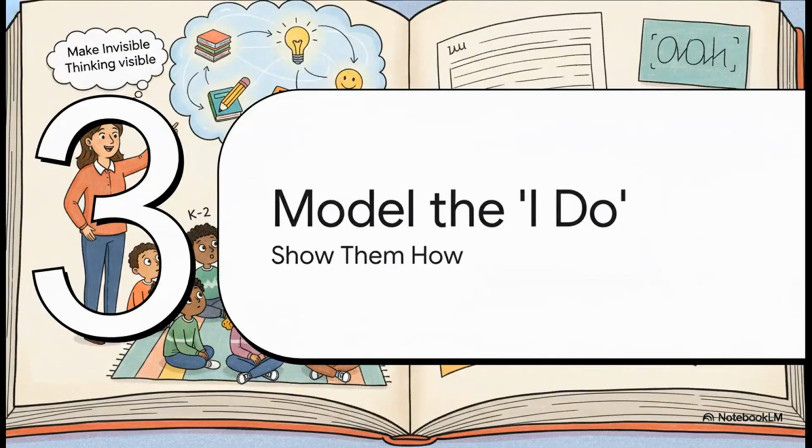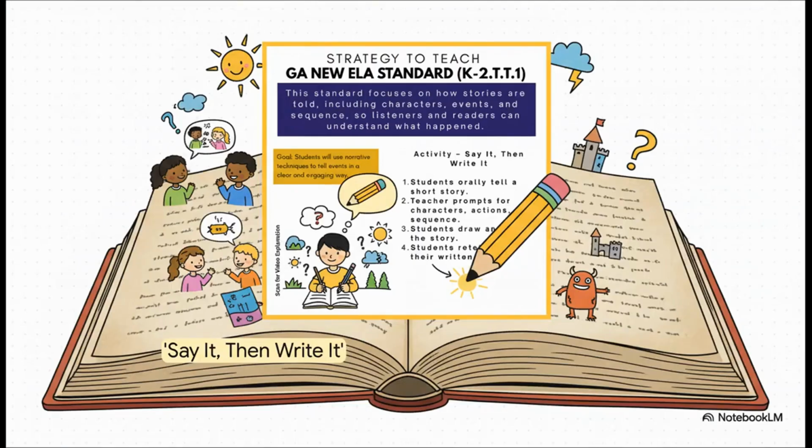All right, our plan is solid. Now for the fun part, the teaching. We're kicking things off with the I do, where we model the entire process. The key here is to think out loud, making all those invisible moves a writer makes totally visible to our students. And we don't have to reinvent the wheel.